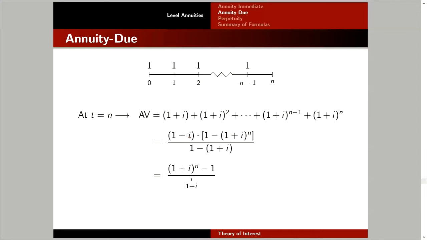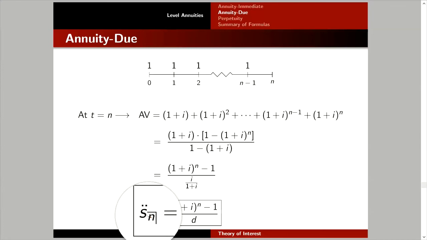What happened? I put this 1 plus i here in the denominator. And then 1 minus 1 will cancel, and then I'll have a negative i. But I will put the negative in the numerator. So that's the reason why the 1 plus i raised to n and the 1 switched. And here, i over 1 plus i is equal to d. And this is what we call our s double dot angle n. This is the actuarial symbol for the accumulated value of a series of payments of 1 unit made at the beginning of each year for n years.